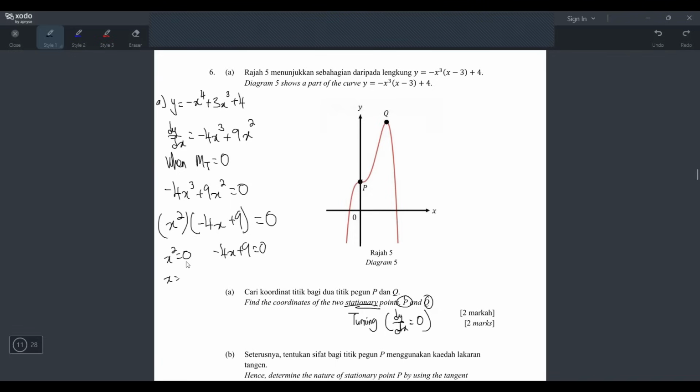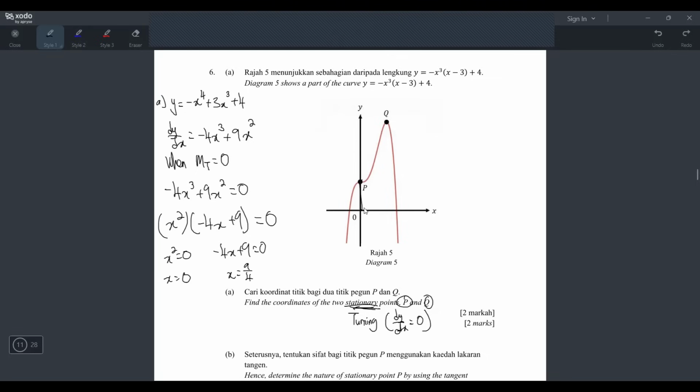So the first answer is, square becomes square root, which is 0. And then the other one is negative 9 over negative 4, which is positive 9 over 4. So it means there are two turning points, or two stationary points, right? Because why do we do dy/dx equals 0? Because we want to find turning points, right? But we end up with two x answers. It means there are two turning points.